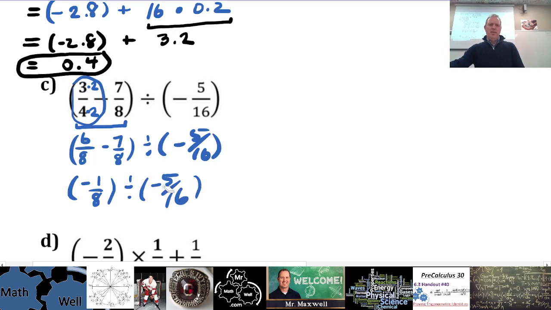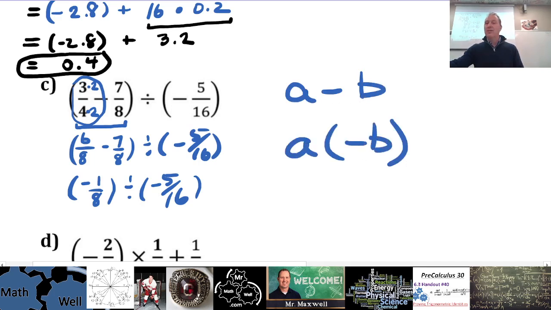So does this negative right here on the 5 over 6, does that mean subtraction? Am I subtracting here? Is there a subtraction operation to do here? No. That's a negative number, right? So sometimes this minus sign means subtraction, but sometimes this minus sign is just a negative. So in this case, it would be a times negative b. That negative sign does not always mean minus.